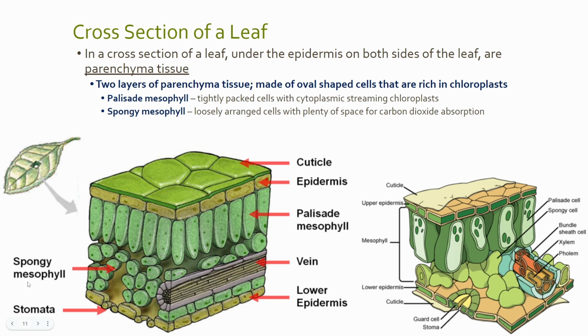The inner cells are called mesophyll cells, and the top layer is palisade mesophyll, where we see cells that are tightly packed together with cytoplasmic streaming chloroplasts. And down here at the bottom, this is the spongy mesophyll, and these are loosely arranged cells with plenty of space for carbon dioxide absorption.